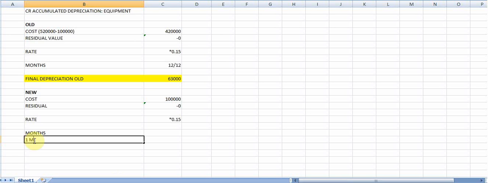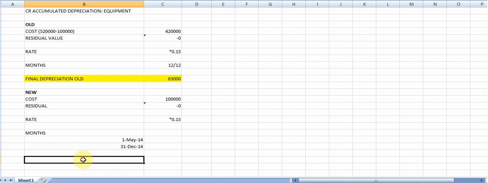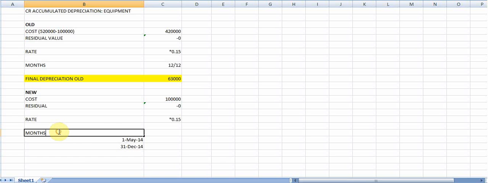1 May 2014. The year end is 31st December 2014. So how many months between those two? Is it less or more than 12? If it's less than 12, we only record the smaller in value, but if it's more than 12, we only record the maximum of 12. So it was May, June, July, August, September, October, November, December. It was 8 months for which it was used. So I'm going to say times 8 out of 12.